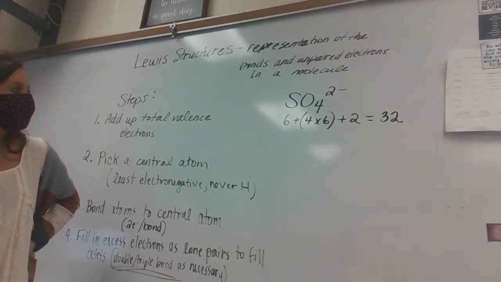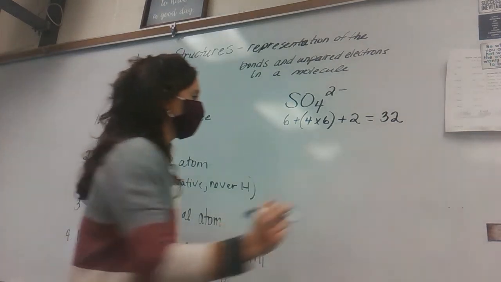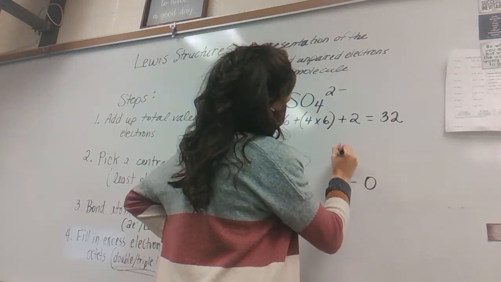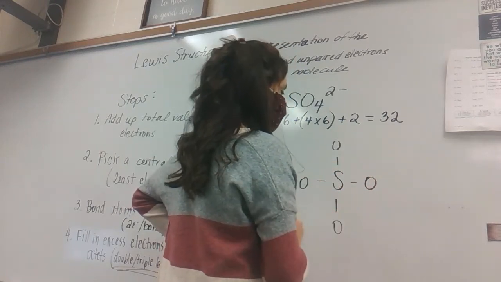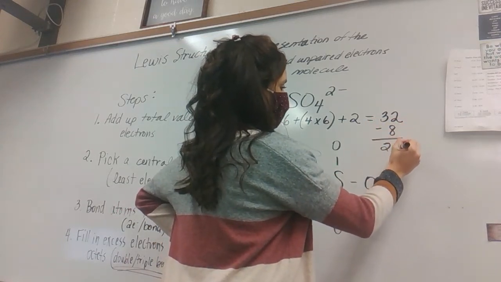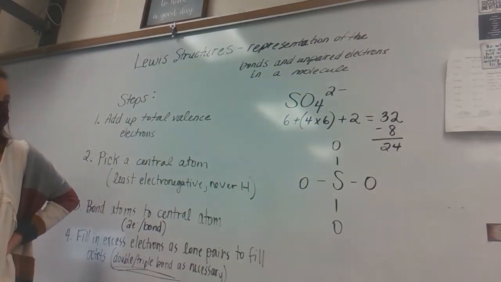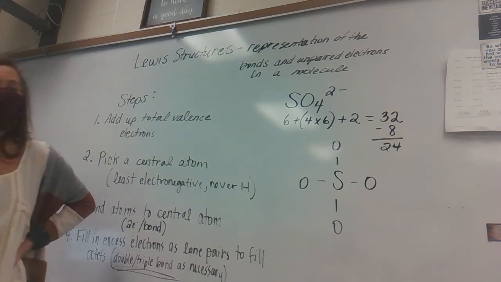Pick the central atom, sulfur or oxygen. Sulfur is farther from fluorine, just slightly. Bond, bond, bond, bond. I have 24 left. 4 outer oxygens.